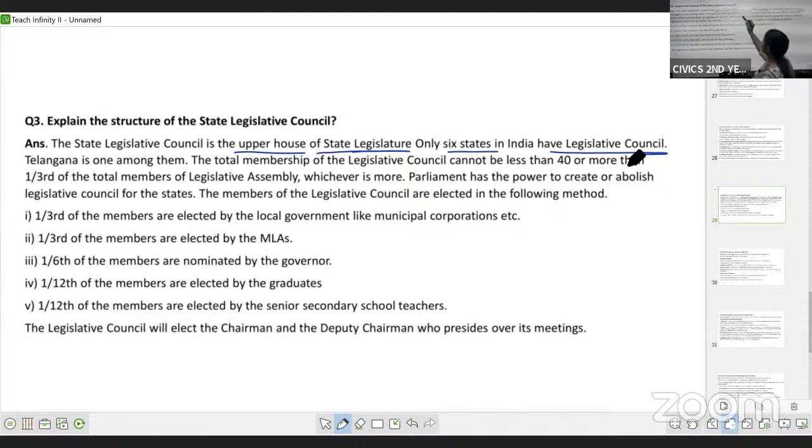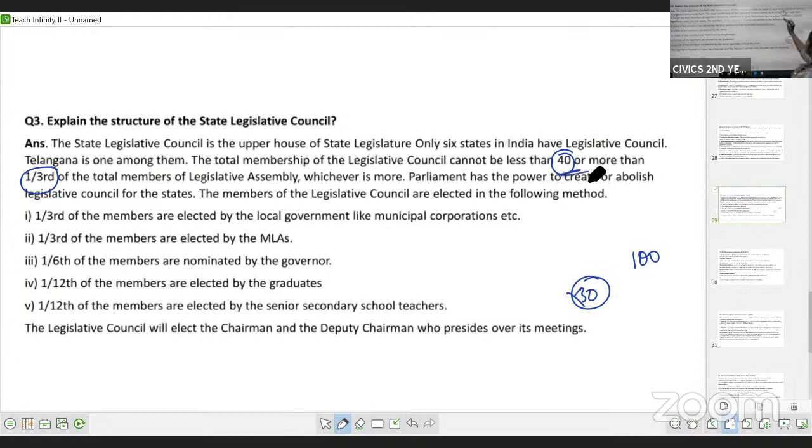The total membership of Legislative Council cannot be less than 40. The minimum strength of the Legislative Council is 40. Minimum it should be 40, and it should not be more than 1/3 of the total members. Suppose if the Legislative Assembly has 100 members, then 1/3 of 100 will be 30. So, no, the minimum it should be 40.